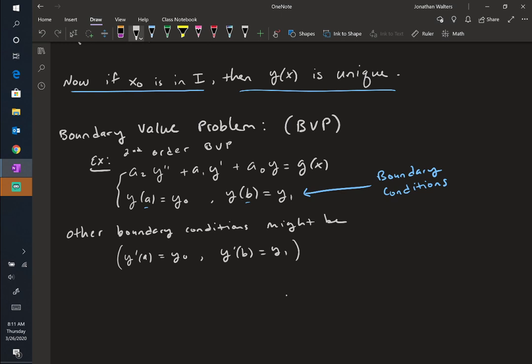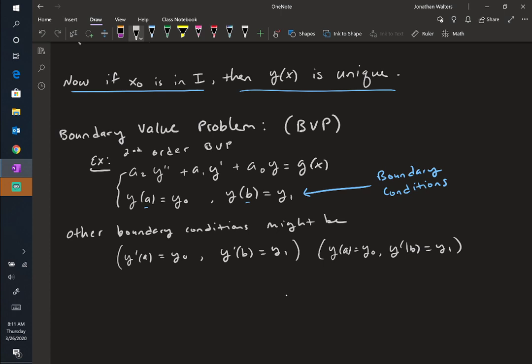It might be like a mix and match kind of thing. It might be like y of a equals y0 and y prime of b equals y1. So you mix the function value at a with its first derivative at b, and it's a boundary value problem at that point, because you have different x values going into your conditions. You get the idea.